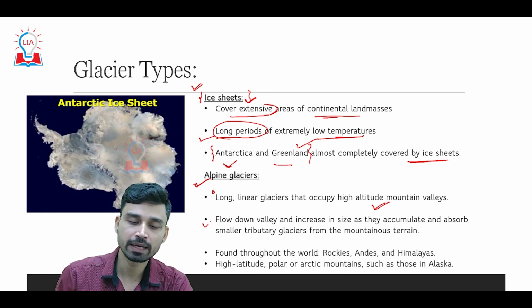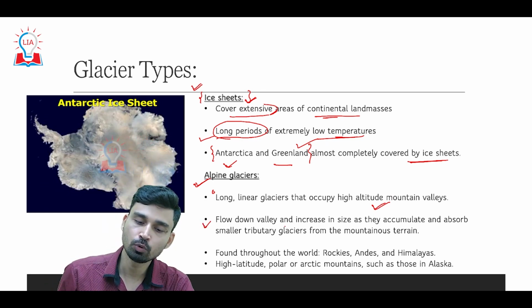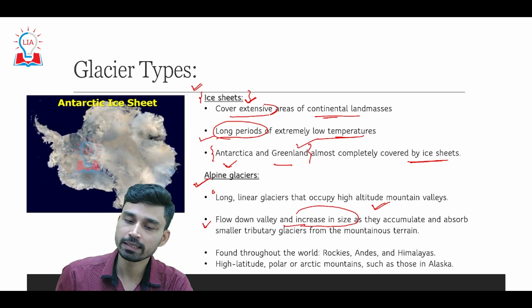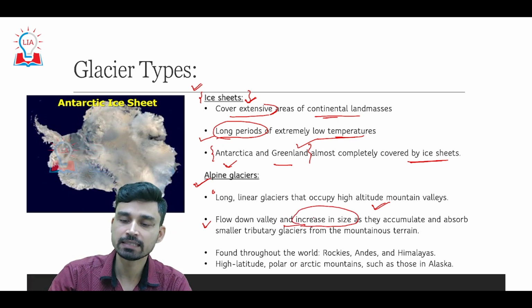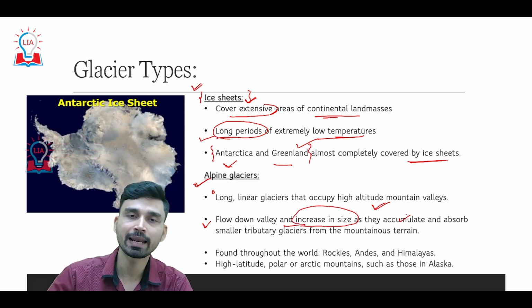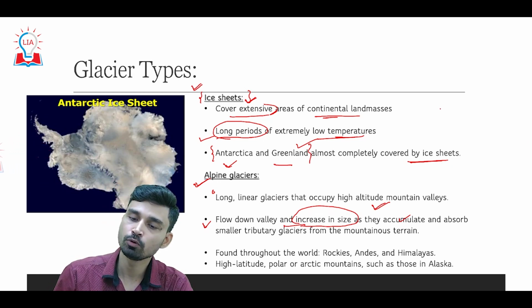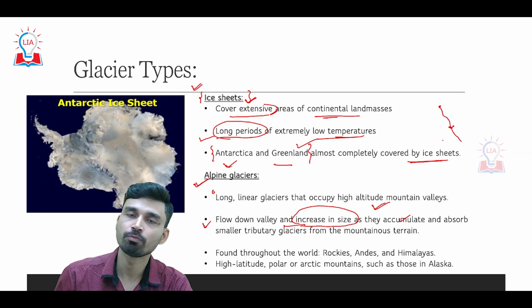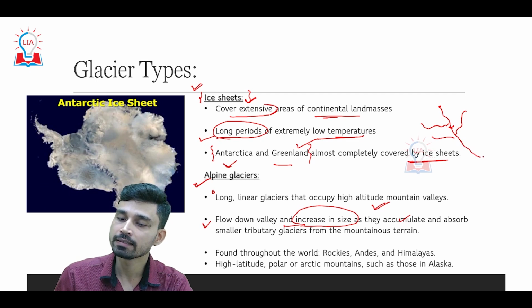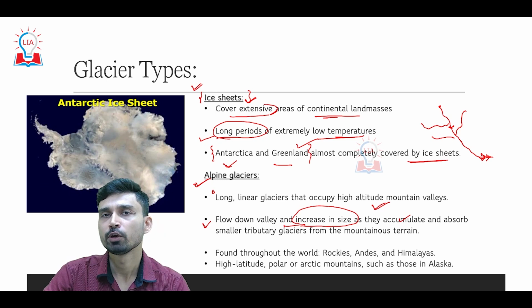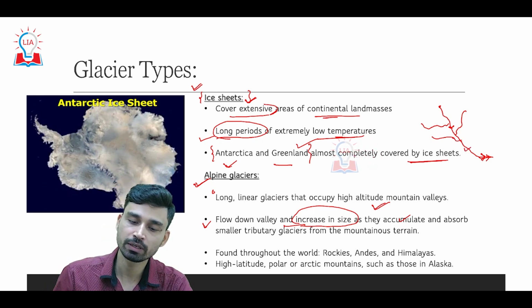Due to the influence of gravity, the glaciers start to flow down the valley, and as they flow down, they continuously increase in size due to accumulation and absorption of smaller tributary glaciers. This is very similar to the flow of rivers as well. For example, when a river stream originates from a particular part of a mountain, as it moves downward it takes up water from the surrounding tributaries, and when it finally enters the plain, the volume of water flowing in the river becomes humongously high. The same thing happens in the case of glaciers as well.